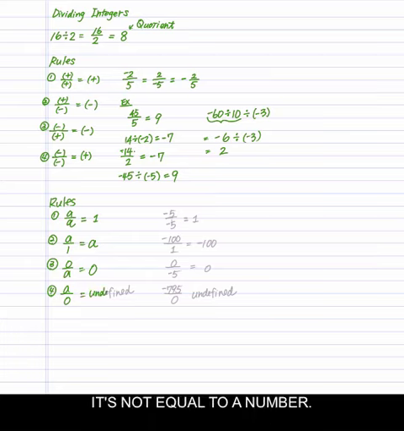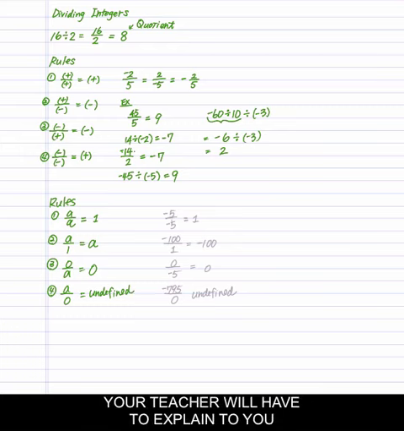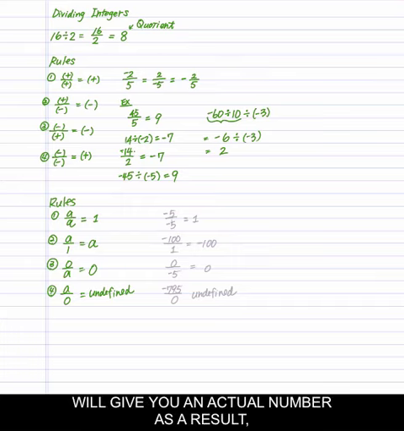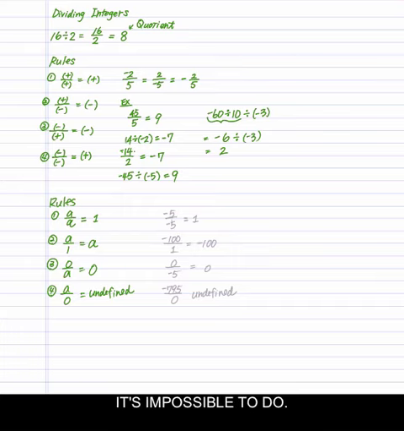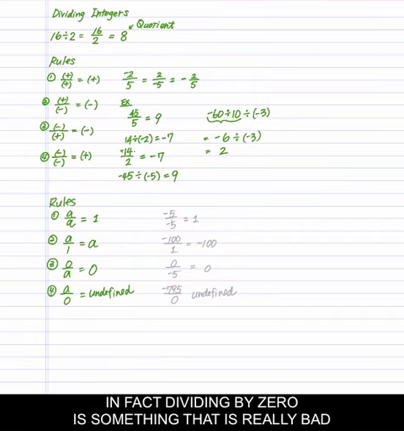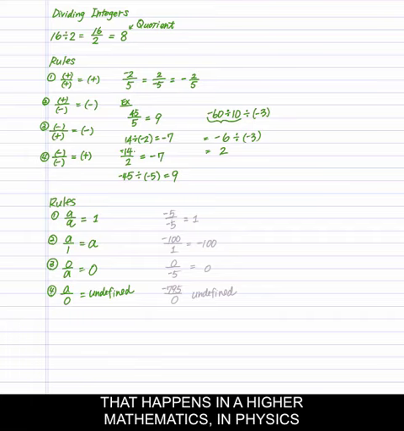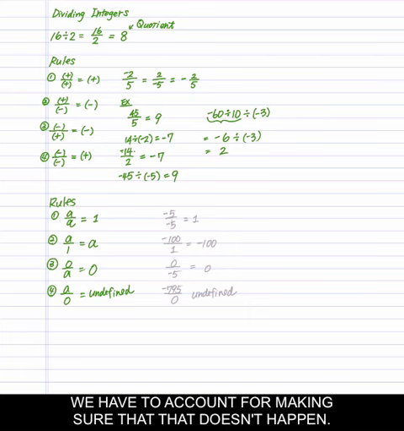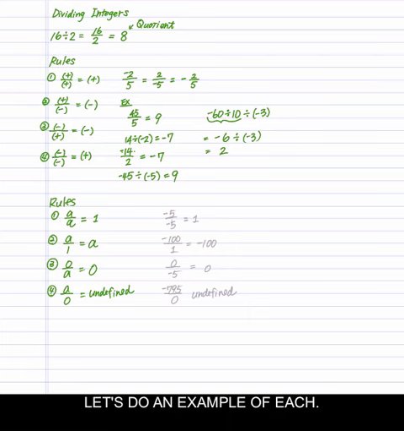It's not equal to a number. Your teacher will have to explain to you why that is in person, but there's nothing that when you divide by 0 will give you an actual number as a result. It's impossible to do. In fact, dividing by 0 is something that is really bad that happens in higher mathematics and physics and things like that. We have to account for making sure that that doesn't happen. Let's do an example of each.